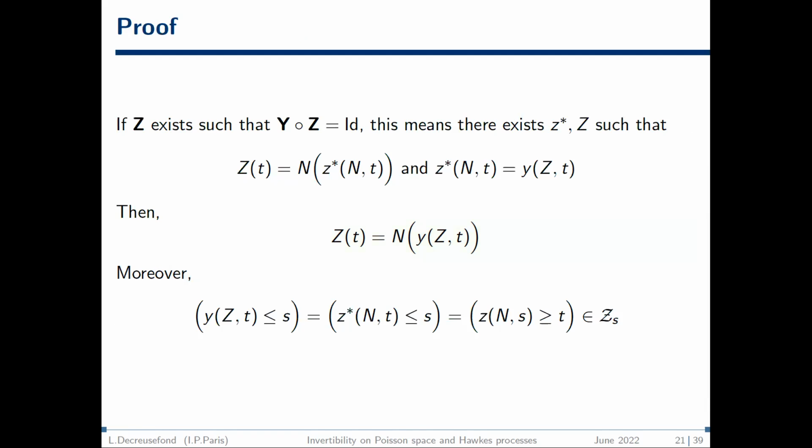Okay. And the proof is simple. If there exists Z such that Y composed with Z is equal to identity, that means there exists Z star and capital Z, such that Z of T is N of Z star N of T. And you have the relationship I mentioned before, Z star N is equal to YC. And then you plug this identity in this, you get ZT is equal to N of YCT.